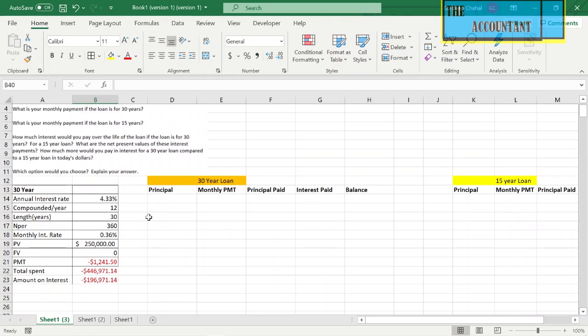Now, if you want to create an amortization table, this will tell you how much is spent on the principal and the interest in each period. So you would first start by numbering these for each payment period.